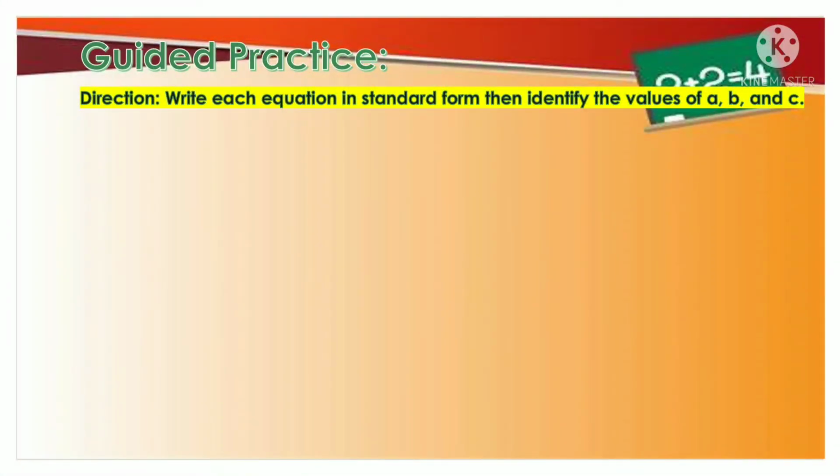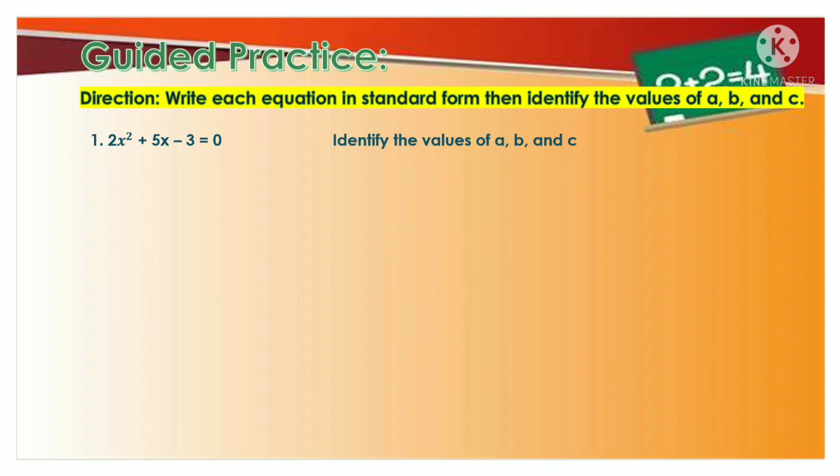Okay, so this time, let us have a guided practice. If you truly understand my discussion a while ago, you're going to write each equation in standard form and then identify the values of a, b, and c. So equation number 1 is 2x squared plus 5x minus 3 equals 0. Identify the values of a, b, and c.